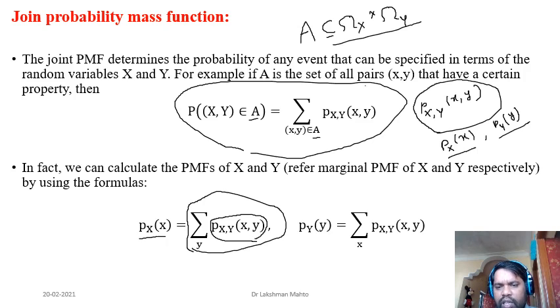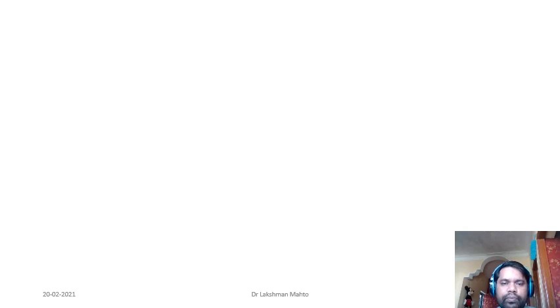In a similar fashion, if you do the summation of the joint probability mass function with respect to x only, then you will get the marginal probability mass function of y. This marginal probability mass function is nothing but the probability mass function of y that you have already studied for a single random variable. The same thing is coming now.